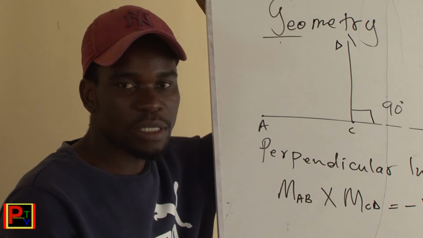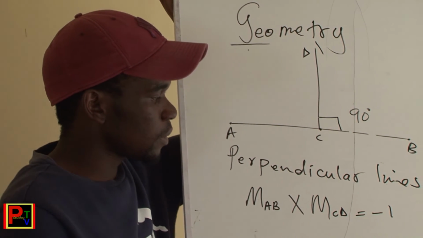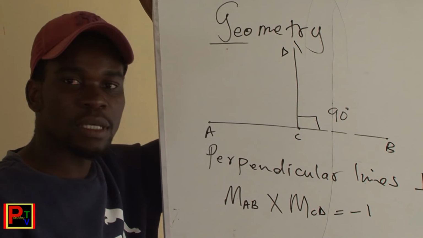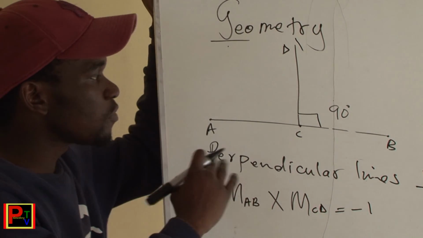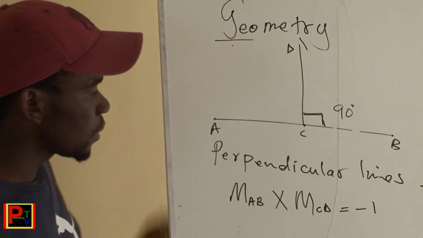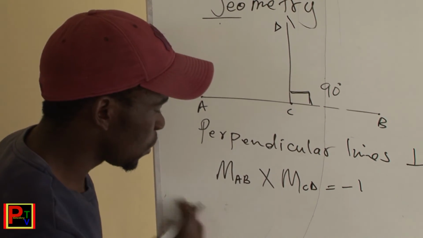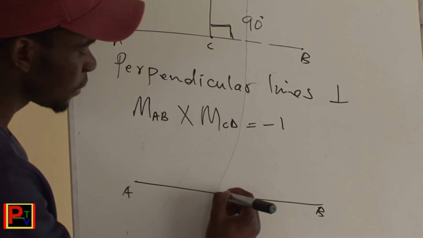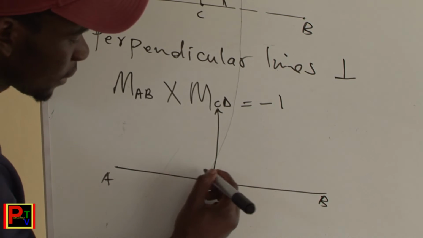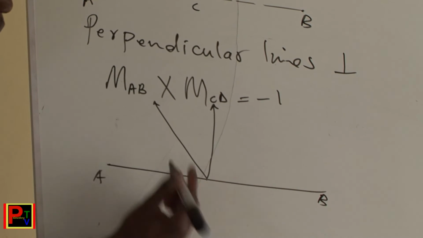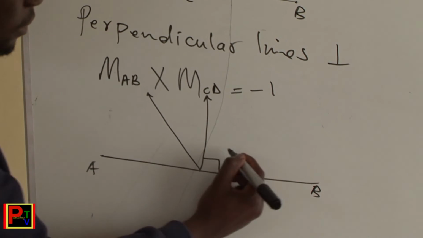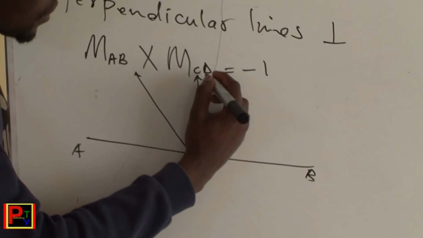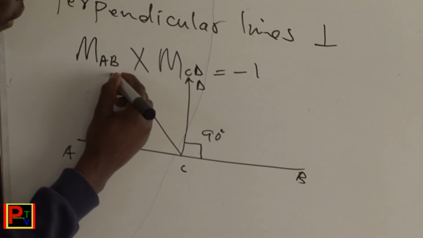Now, where do you usually get perpendicular lines? Remember, you can get them in a right angle triangle. You can also get them in different shapes that form 90 degrees. From there, let's say we have this line segment AB, then it is bisected by another line. We know that this angle is a right angle, it's 90 degrees, because it bisects line AB. So let's call this point D, C, and this one E.